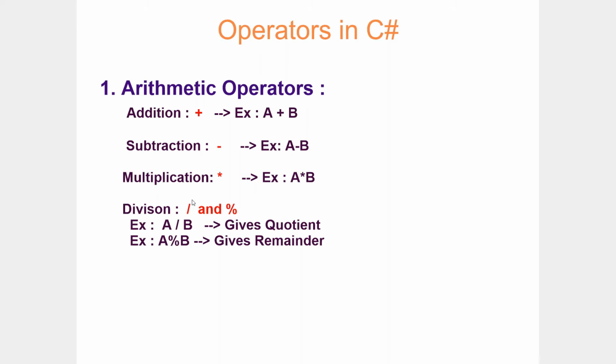So that is the reason, to support division operation, it has provided two different operators, slash and modulus. If you use slash, it gives quotient. If you use modulus, it gives remainder. Example, if you say A slash B, here it gives only quotient. If you use A modulus B, it gives only remainder. So if you're looking for remainder, you have to use modulus. If you're looking for quotient, you have to use slash.